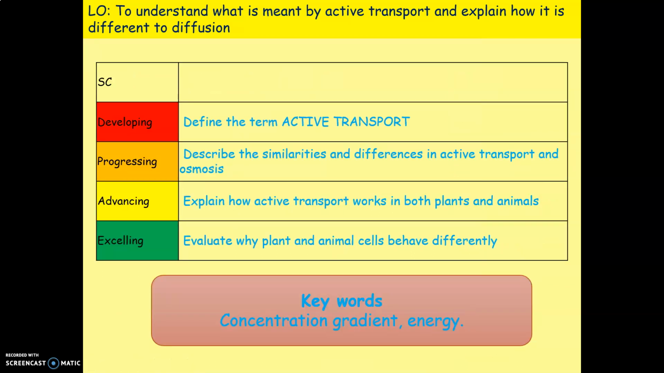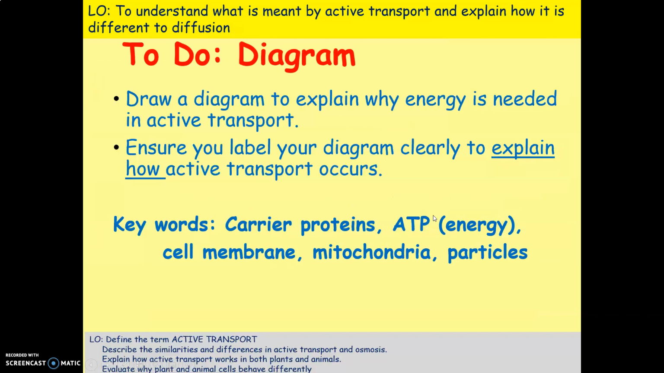Okay, I expect from the whole lesson so far that everyone should be able to define the term active transport, should be able to describe the similarities and differences in active transport and osmosis, should be able to explain how active transport works in both plants and animals, and some will be able to evaluate why plant and animal cells behave differently.